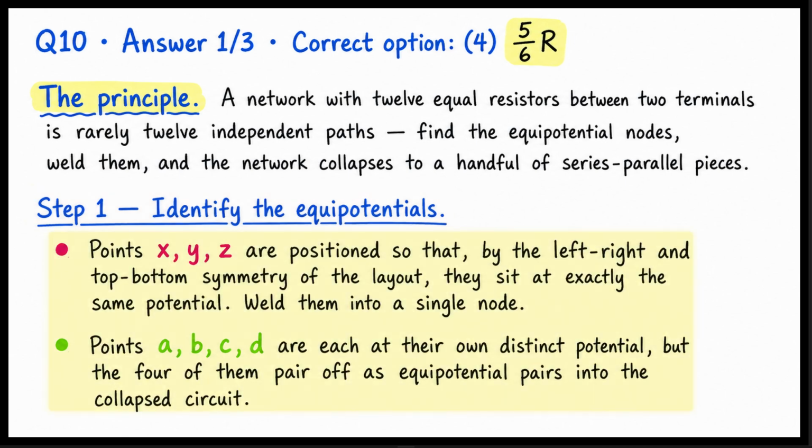The layout has left-right and top-bottom symmetry, so 3 specific points labeled X, Y, Z all sit at exactly the same potential. Weld them into a single node. The 4 crosspoints of B, C, D are each at their own distinct potential, but the 4 of them pair off as equipotential pairs that join the welded branches.